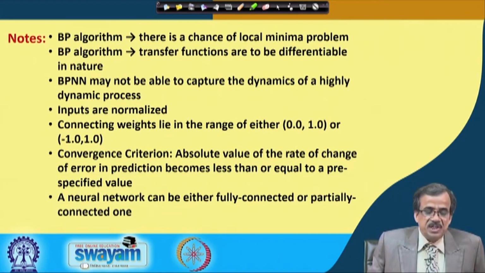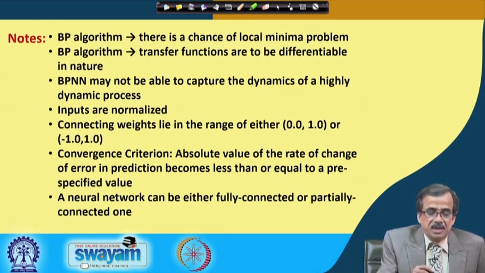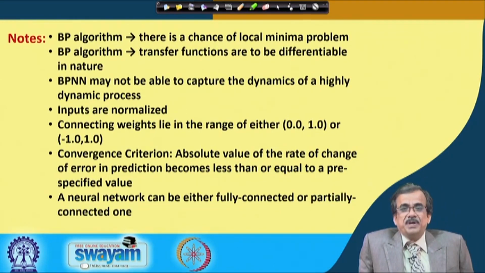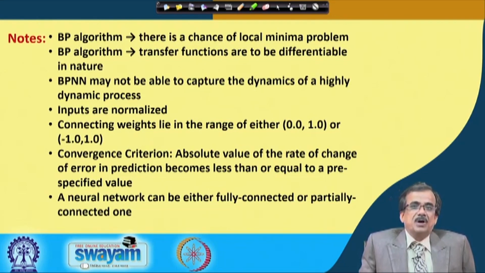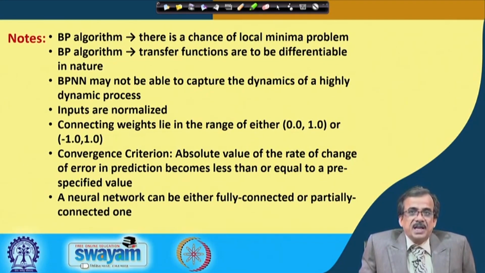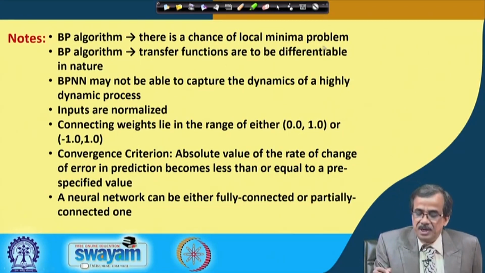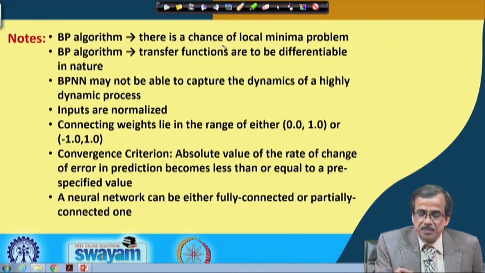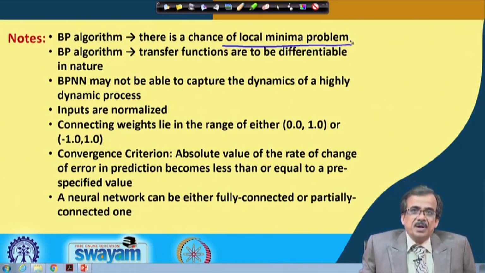Now, a few notes here I have put. So, I just want to mention. Now, this multi-layered feed forward network trained with the help of this back propagation algorithm, that is the delta rule or the generalized delta rule, there is a possibility that there will be a local minima problem. The reason is very simple, because it works based on the steepest descent algorithm, and that means it is going to use the information of the gradient.